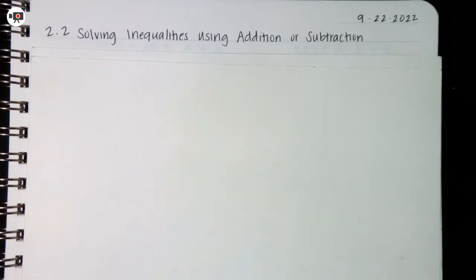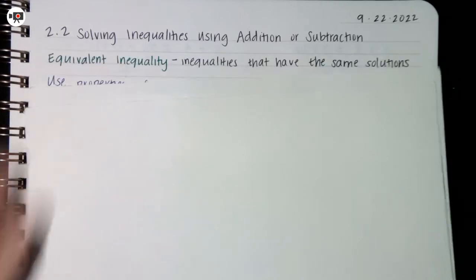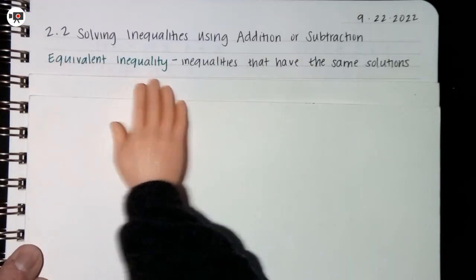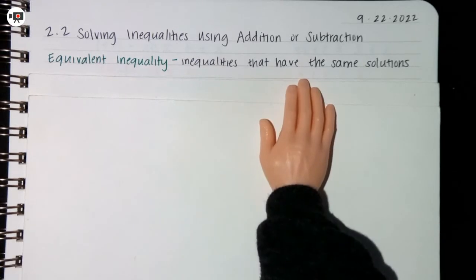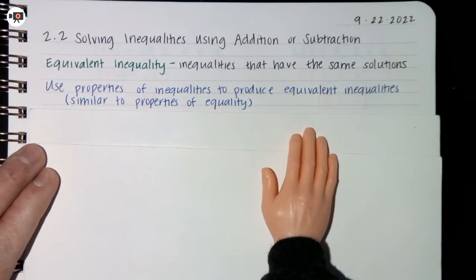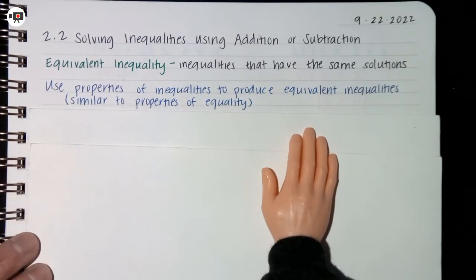This is 2.2, solving inequalities using addition or subtraction. An equivalent inequality would be an inequality or multiple inequalities that have the same solutions. So we're going to use properties of inequalities to produce equivalent inequalities.